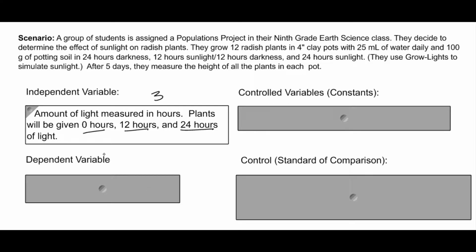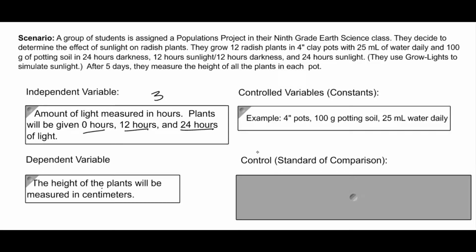The dependent variable is the height of the plants will be measured in centimeters. I'm defining what that is. The height of the plants will be measured in centimeters. Control variables. These are just some examples. There could be many. 4-inch pots, 100 grams of potting soil, 25 milliliters of water daily, and you would list several. In fact, I would want you to give me at least 4. I've only listed 3 here.